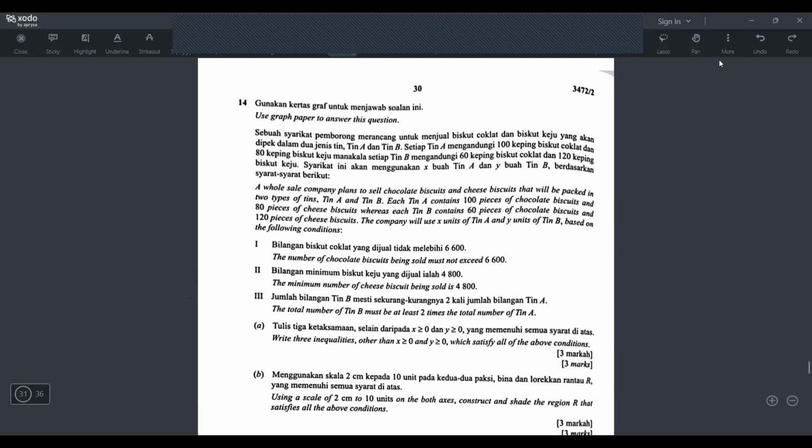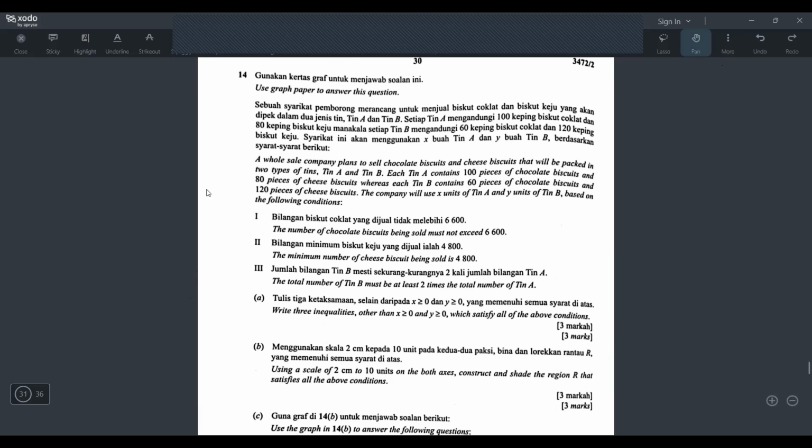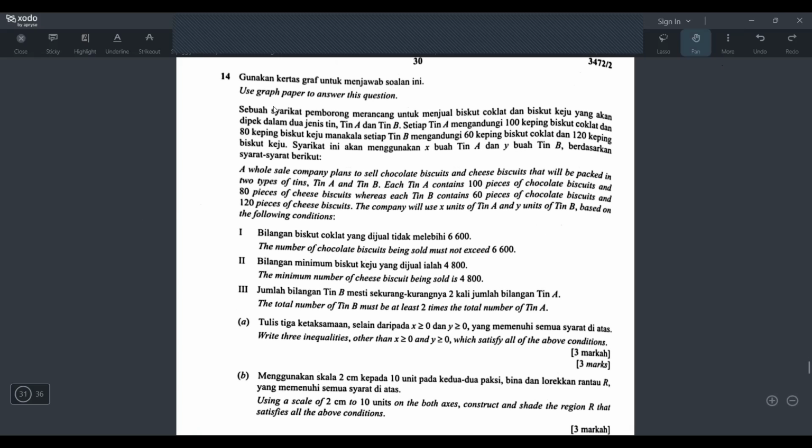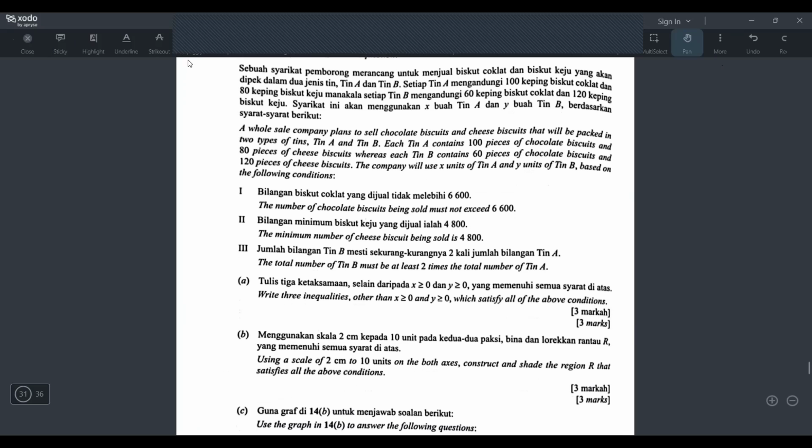Okay, let's do the last question. All right, I will not do 15 because 15 is the kinematics. Okay, I don't do the kinematics online. Okay, number 14. This one is linear programming and you need graph paper. So let's finish it. Use graph paper to answer this question. Okay, no problem. And then they say what?